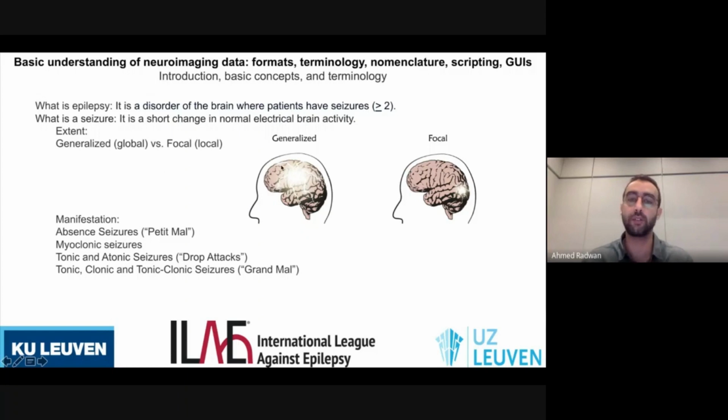Generalized means that it gets conducted all over the brain and kind of disrupts the function of the whole brain, whereas focal stays where it originates and does not disrupt functions that are far away spatially from where the focal seizures happen. This can manifest clinically in different ways. Probably the most famous or commonly encountered form is tonic-clonic seizure, where the typical picture is a patient falling to the ground, starting to shake violently with all the muscles of the body contracting and relaxing, and maybe some foaming at the mouth and a loss of consciousness.